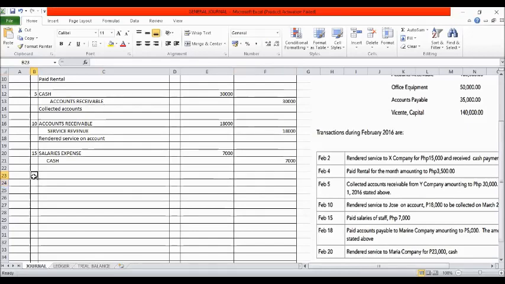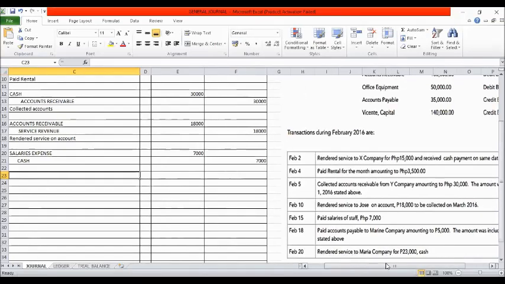Alright. So let's move on to the February 18 transaction natin. Sabi niya dito, paid accounts payable to marine company amounting to 5,000. So tayo naman daw yung nagbayad ng mga utang natin kay marine company, nagbayad daw tayo ng 5,000 sa kanya. So again, nagbayad tayo ng utang sa kanya. So ano kayang i-debit natin dito?